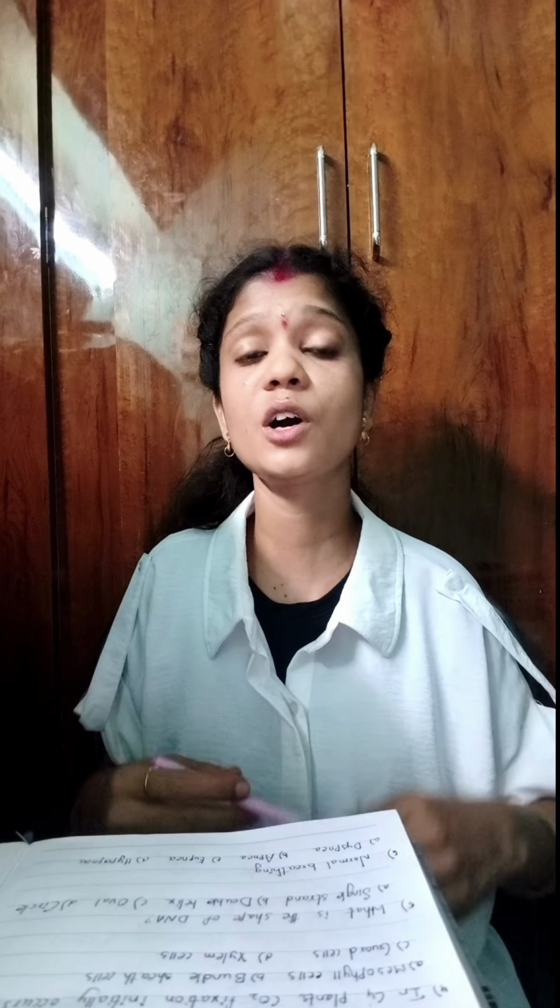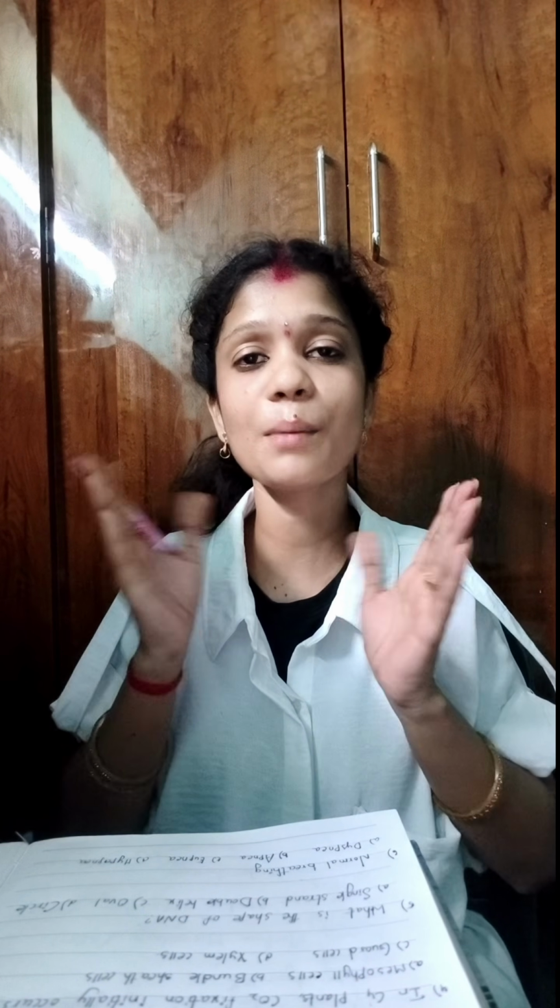And fifth bit is, what is the shape of DNA? As we all know, DNA is a double helix, right? A. Single stranded, B. Double helix, C. Oval, D. Circle. Single stranded is RNA, right? Here DNA is a double helix and not oval and not circle.